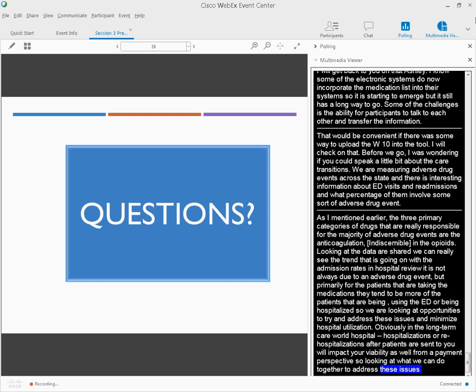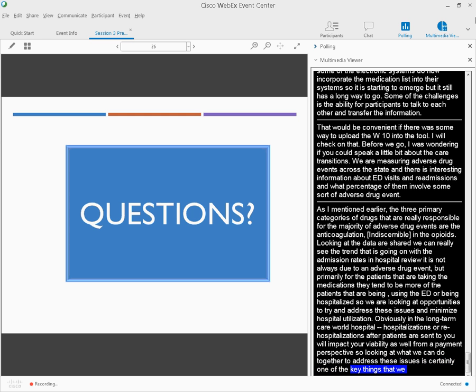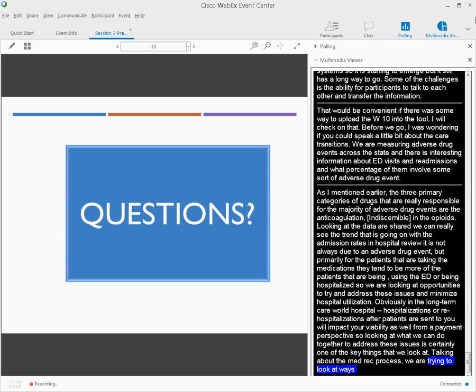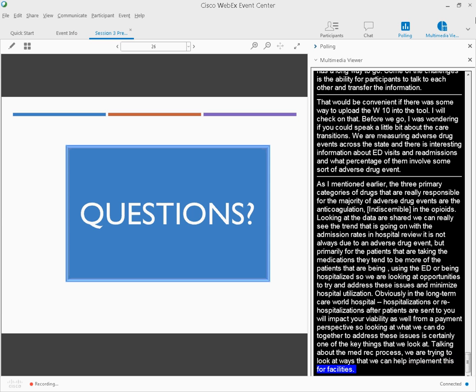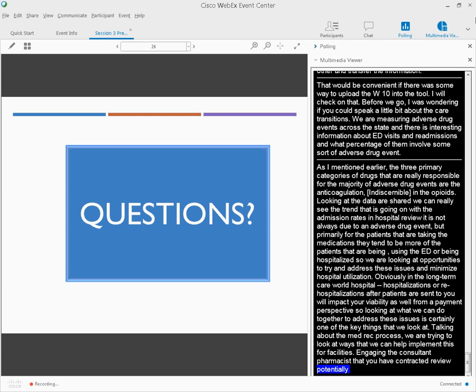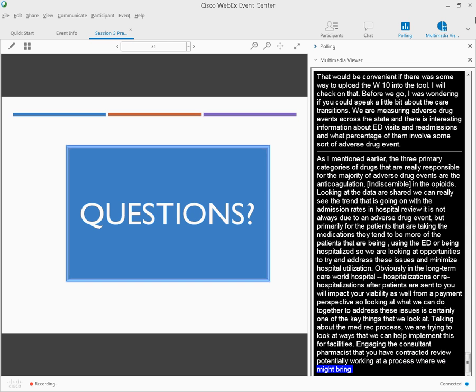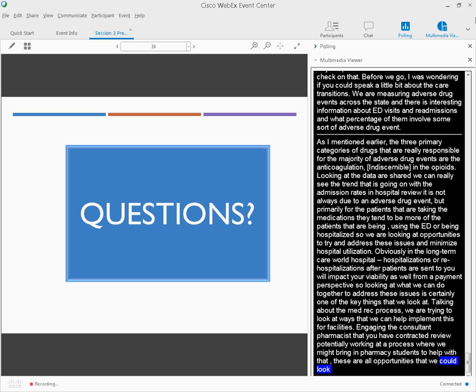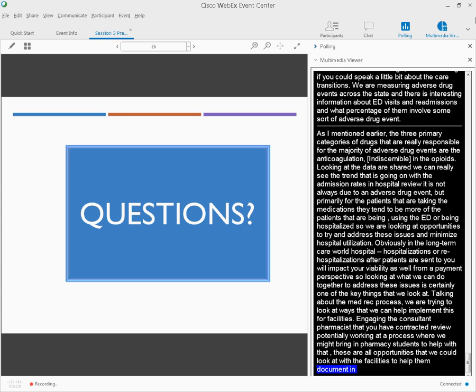Talking about the MedRec process, we're trying to look at ways that we can help implement this for facilities. Engaging the consultant pharmacists that you have contracted with you, potentially working out a process where we might bring in some pharmacy students to help with that. These are all opportunities that we could look at with the facilities to help in documenting and providing data that will help to track some of your own admissions or readmissions.